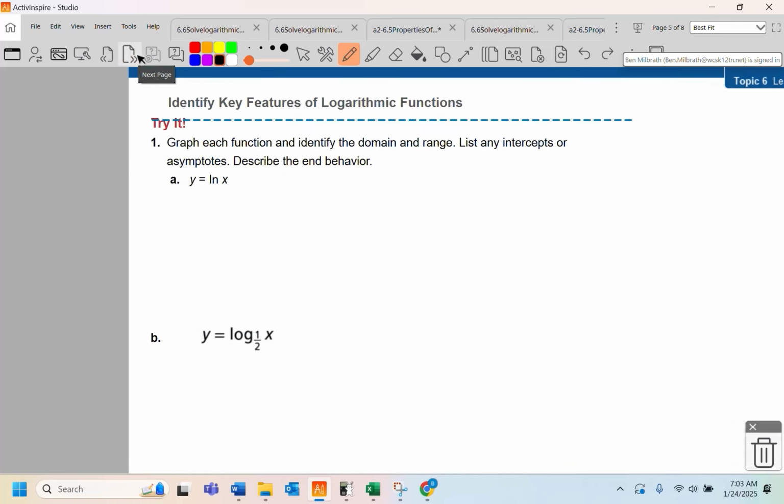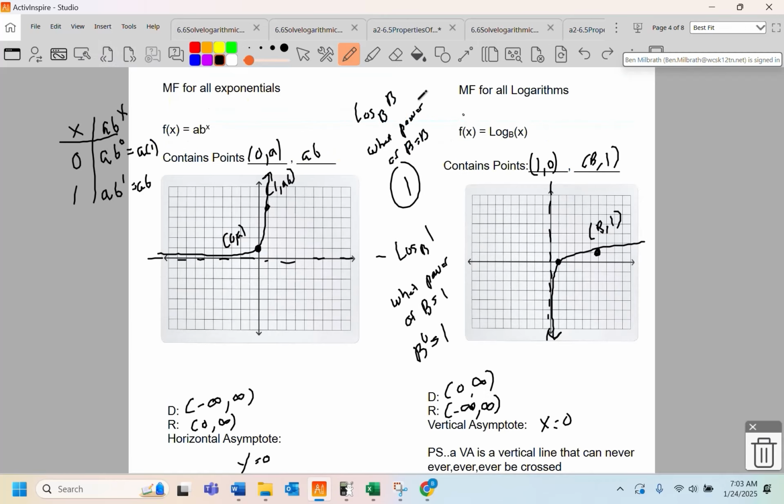All right, graph each function, identify the domain and the range, list any intercepts or asymptotes, and describe the end behavior. And we're only going to do example A here, just to save a little time. This is ln of x, whose base is e. And since it's a log, we contain, go back and look at your points here, 1, 0, and b1.